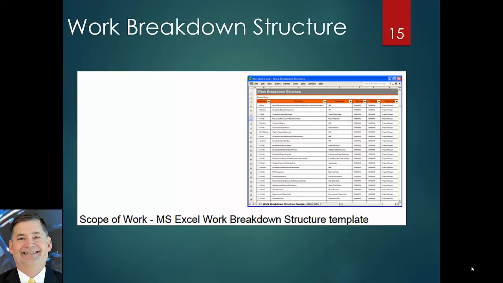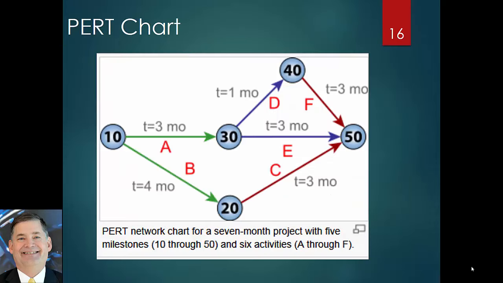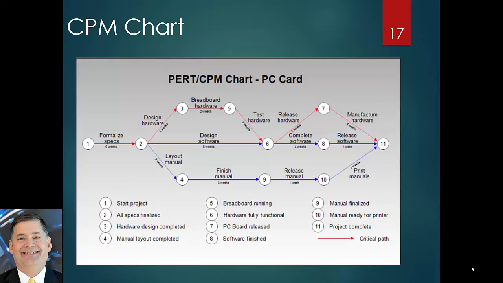Work breakdown structure, here's an example from Excel, where you're going out and you're just assigning tasks to different people to do, and you're kind of tracking their duration. Here we're building a PERT chart where we're looking at all of the different tasks and how much time, and starting to show the relationships between those tasks. We've got 5 milestones, 6 activities associated in some language of prerequisite and successor tasks.